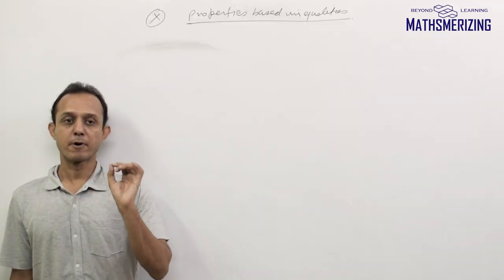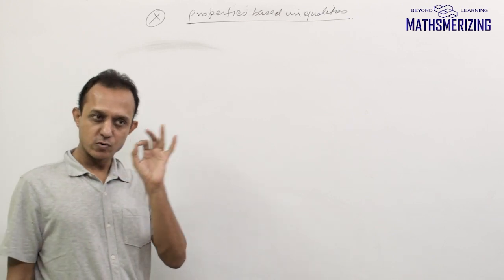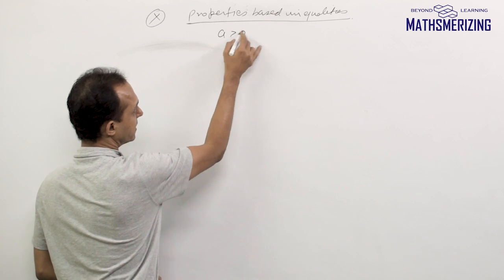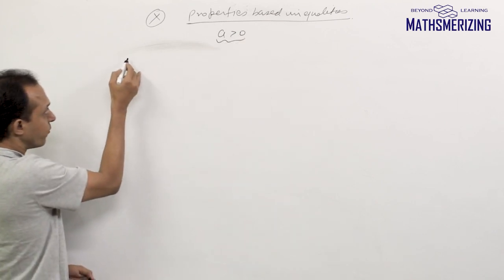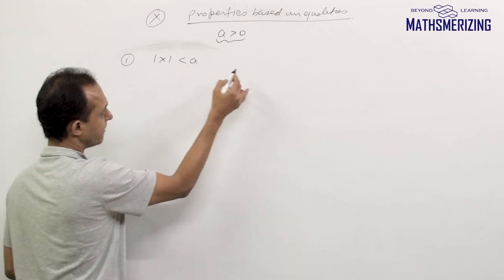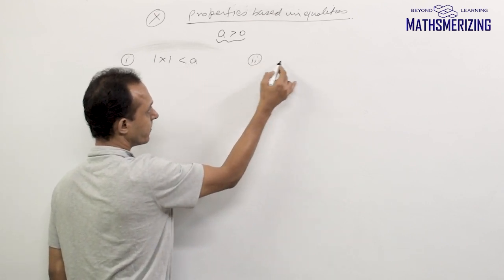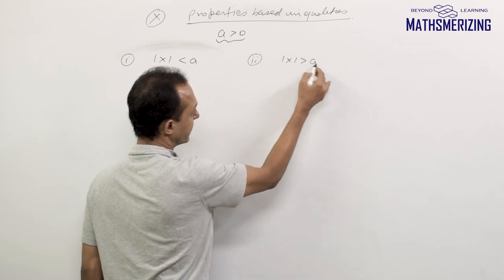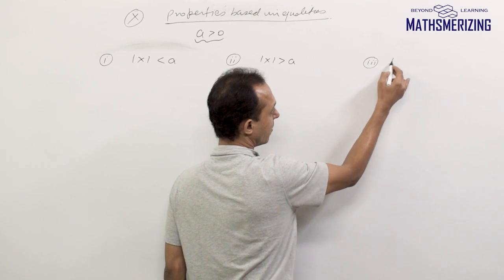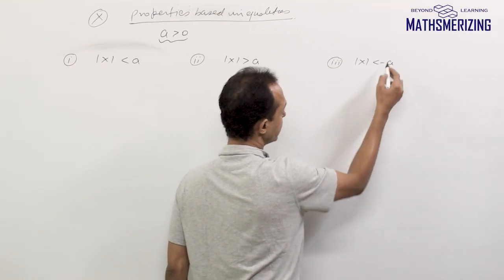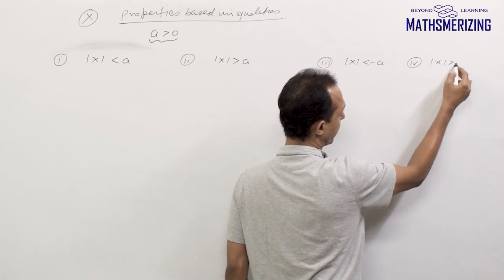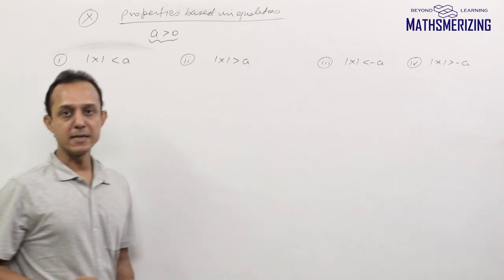Now the 10th one is property based inequalities. So let us choose a number, say some number is A and A is a positive number which is greater than 0. Now I have four different cases. Case 1, when mod x is less than A. Case 2, when mod x is greater than A. Third case, when mod x is less than minus A. And fourth case, when mod x is greater than minus A.